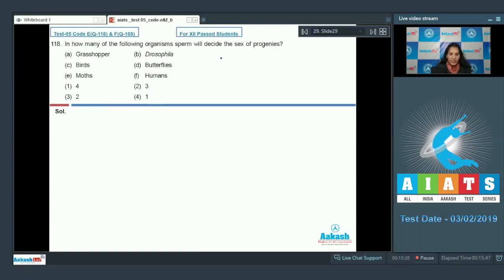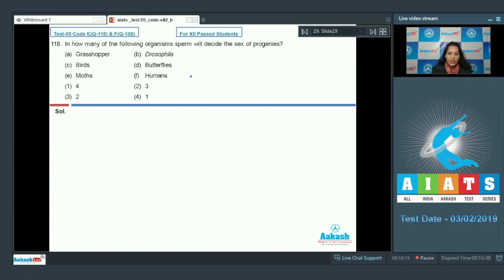Who decides the sex of the child in humans? You must say it is the male who decides the sex of the progeny or the child in humans. Why? Because your answer is based on male heterogamety. If a male is heterogametic, then the male will decide the sex of the progeny because it can form 2 types of sperms. Whereas if a female is heterogametic, then a female can decide the sex of the child because it can have 2 types of eggs.